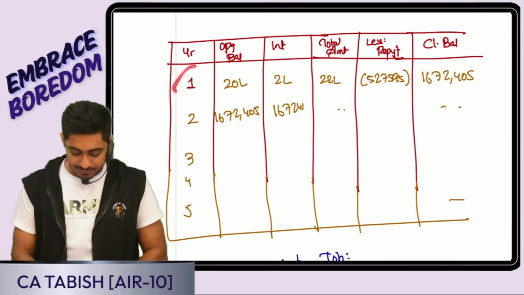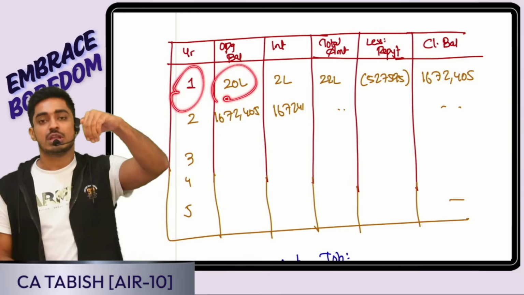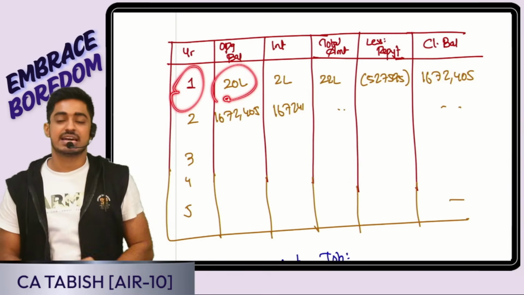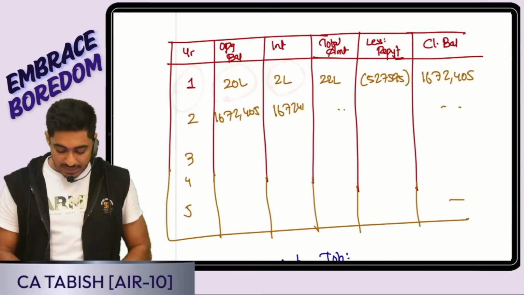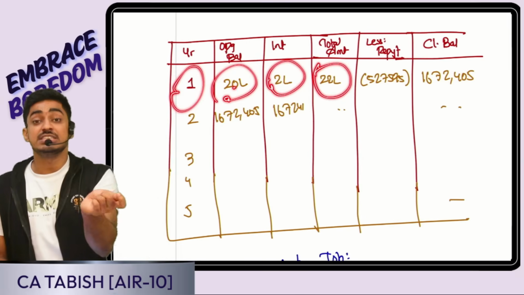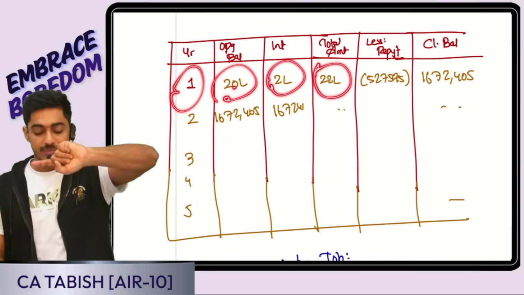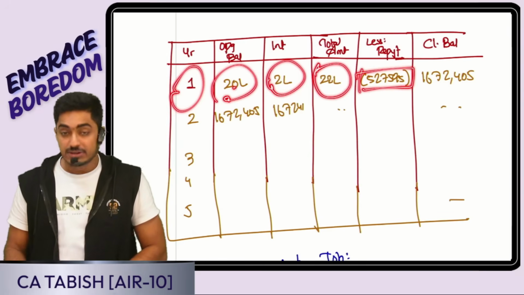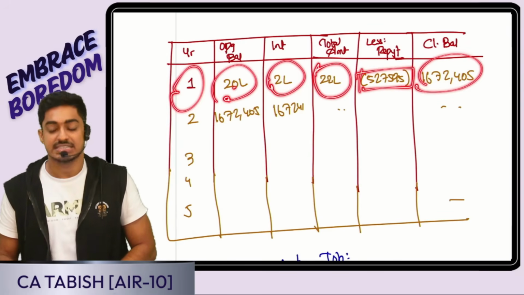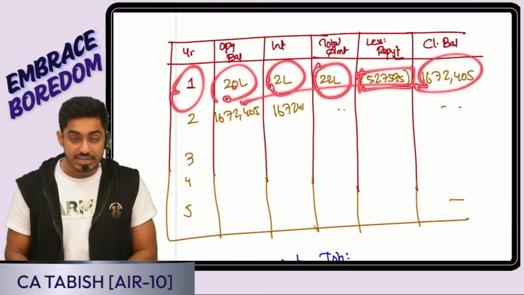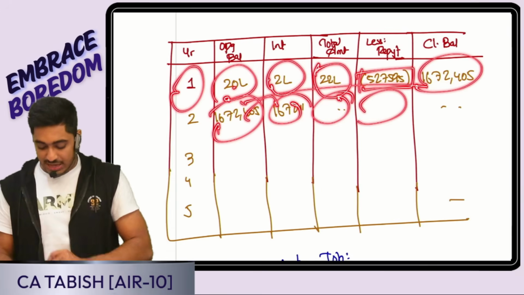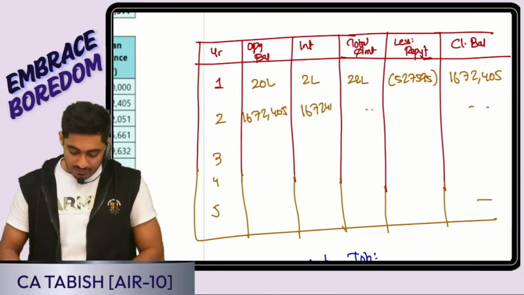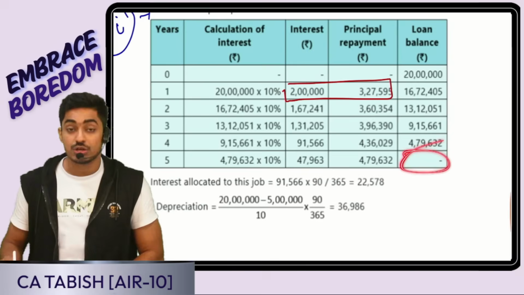First year, start of the year, how much was the loan amount? 20 lakh. The interest I'll be charging is 10% of that, which means 2 lakh. So in total how much should I be paying? 20 plus 2, 22 lakh. At the first year end, how much is the installment I paid? 527,595. That means the closing balance is 16,72,405. So for the second year, the opening balance plus interest gives you the total amount, minus the amount repaid gives you the closing balance. This way you do it for 5 years, and all your loan will be repaid.